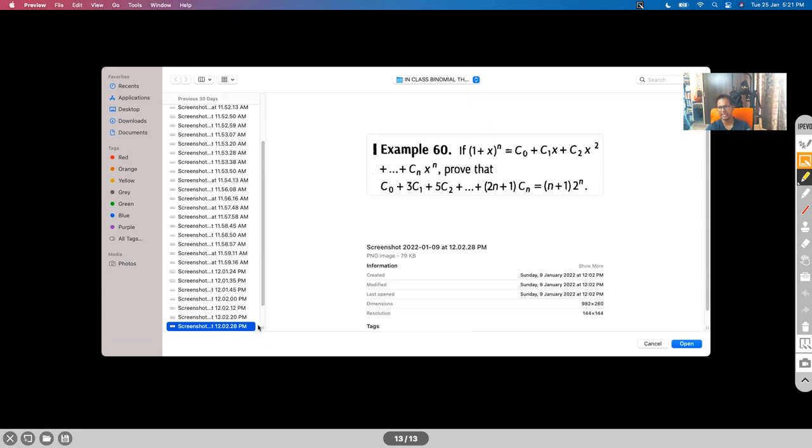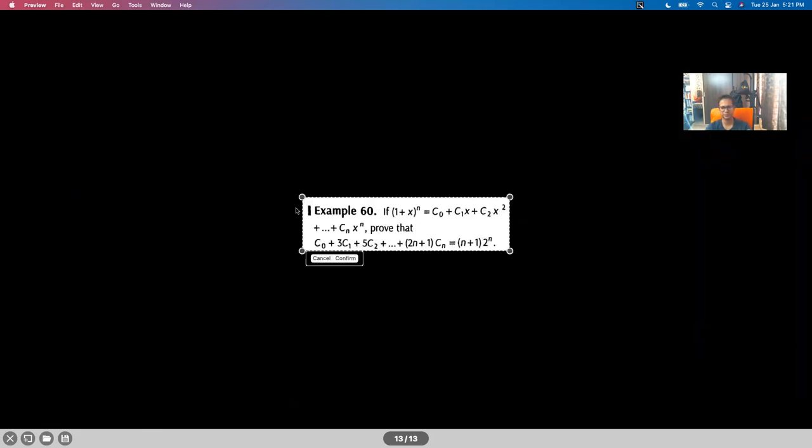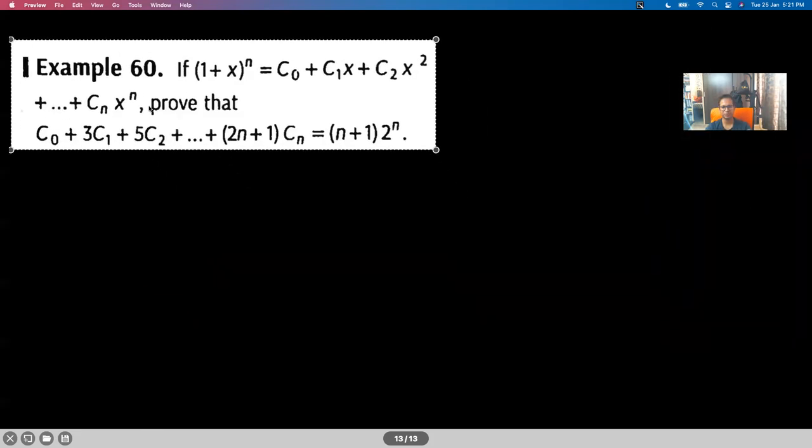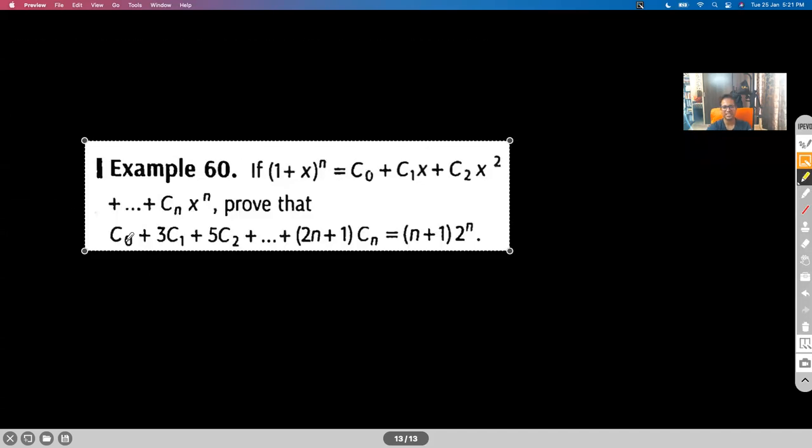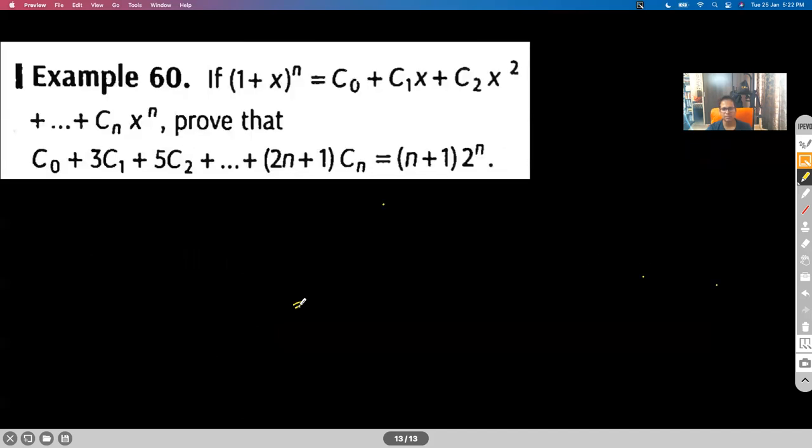Okay, let's try this one out. Again, it's a proof type question, but try not to look at the right hand side. Think as if the question is asking you to find the sum of the series C0 plus 3C1 plus 5C2 till 2n plus 1 Cn.